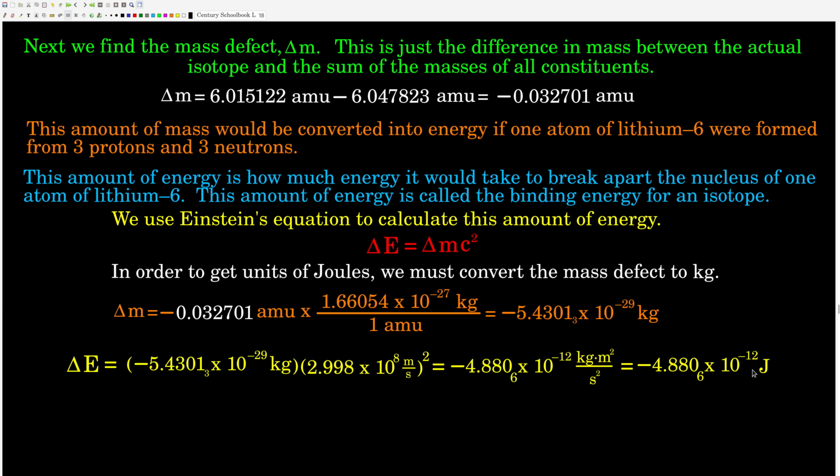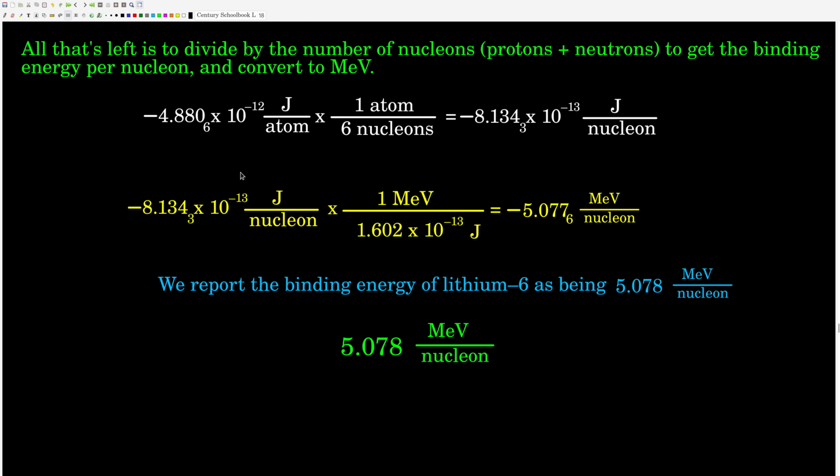But we're not done, because this is for a single atom, and we want per nucleon. So all we do is divide by the number of nucleons, and we're also asked to have it in mega electron volts, so we just do that conversion. We take the binding energy per atom divided by 6 nucleons in one atom, and we get the binding energy per nucleon in joules per nucleon, and we just use the conversion factor I gave you to convert to mega electron volts. And we see that the binding energy is 5.078 mega electron volts per nucleon for lithium-6.